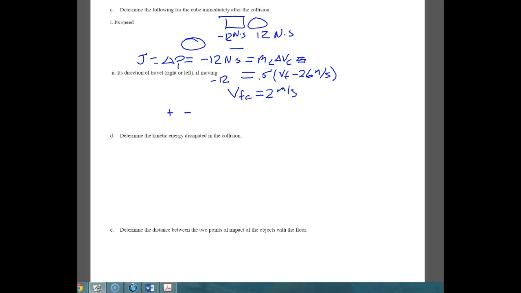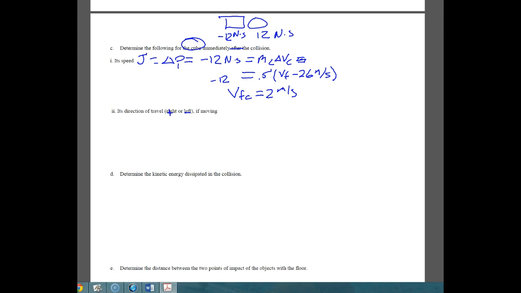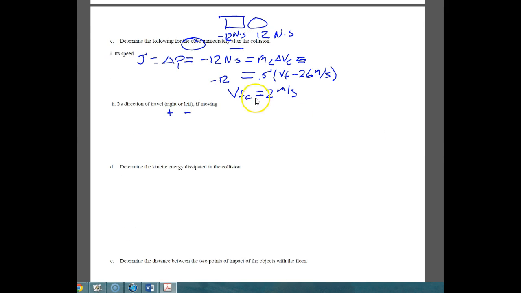I didn't go through all that math. You should be able to do that no problem at all. Notice that it is positive, and so because it's positive, we do know that it is going right. You don't have to explain that or anything else. It just says, is its direction of travel right or left, if it's moving.